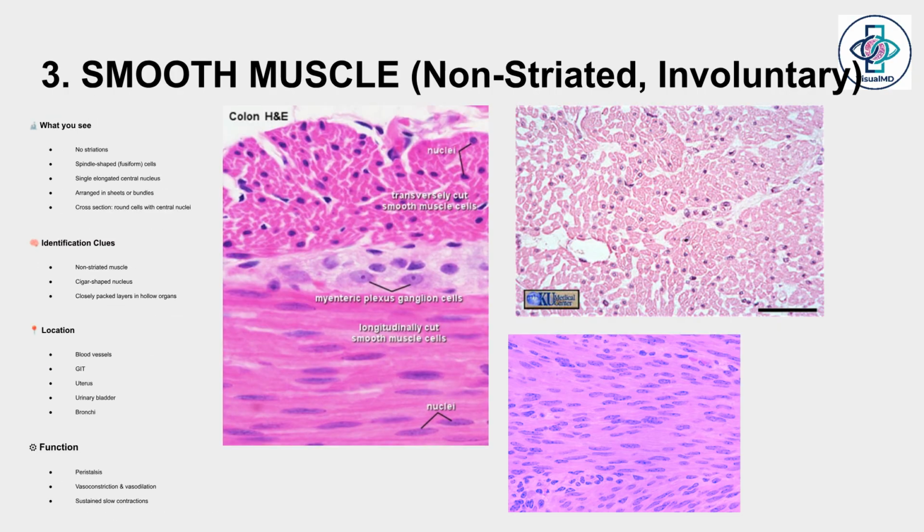Smooth muscle is non-striated and involuntary, composed of spindle-shaped cells with a single elongated central nucleus. It is found in the walls of hollow organs, enabling peristalsis and slow contractions.